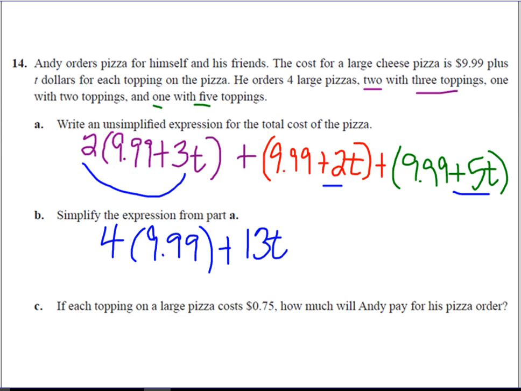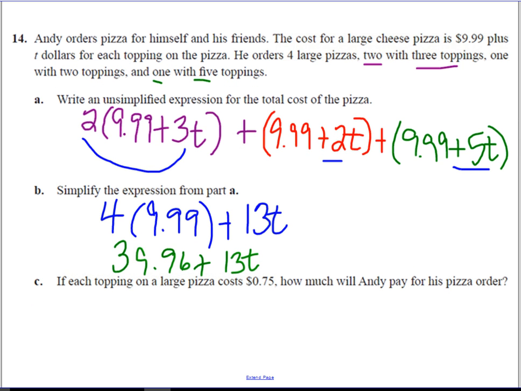And so if we want to simplify that a little bit more, we can multiply our 4 times our $9.99 to get $39.96 plus whatever the charge is per topping times 13 toppings, so plus 13T. So that's as simplified as we can get it, knowing the information that we know. So part C tells us that the toppings cost 75 cents each. So we can plug that in and get our total cost.